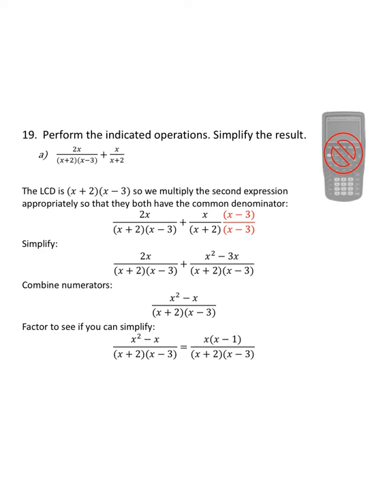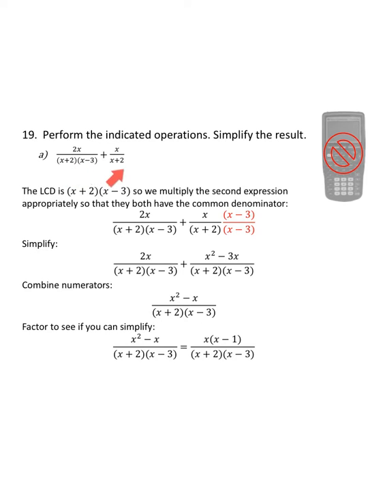Now let's try an addition problem. 2x over x plus 2 times x minus 3, plus x over x plus 2. The nice thing about this one is it's already factored for us. We see our first denominator is x plus 2 times x minus 3. Our second denominator is x plus 2.